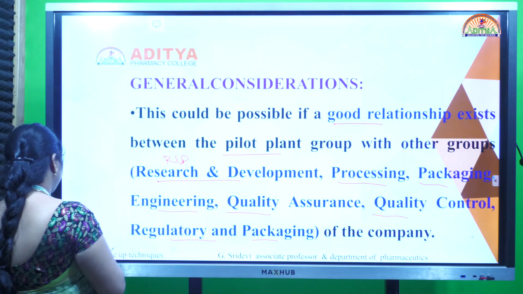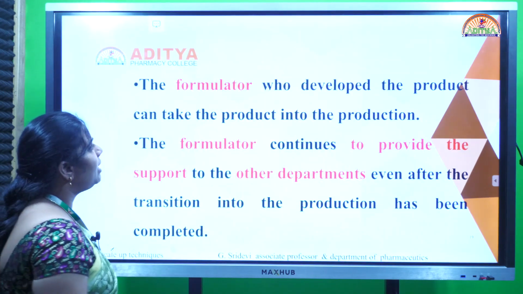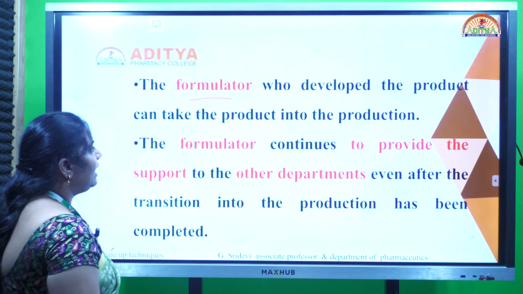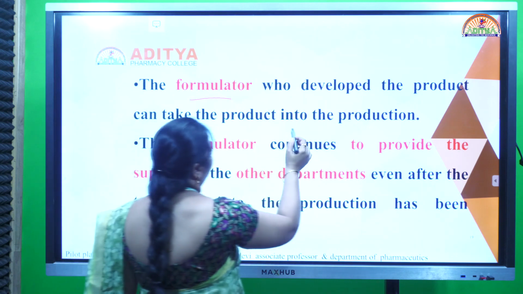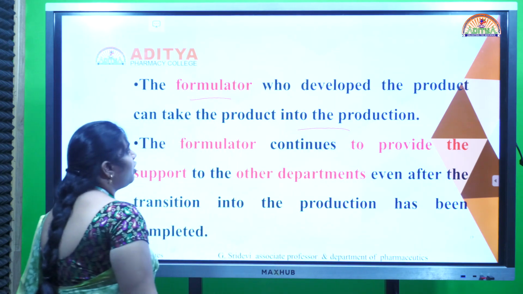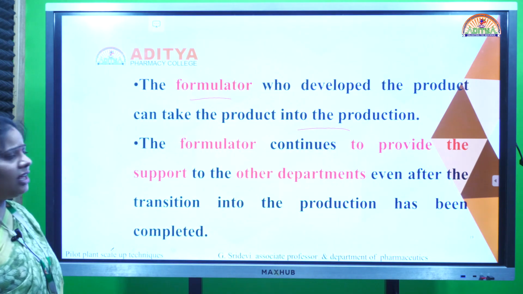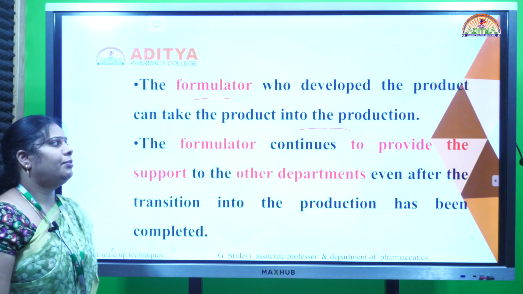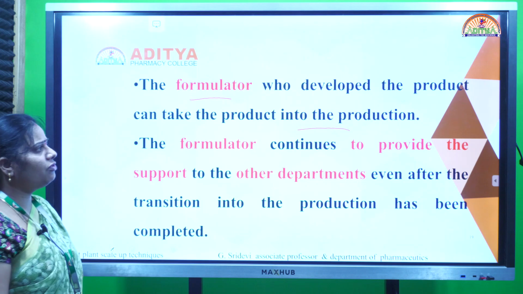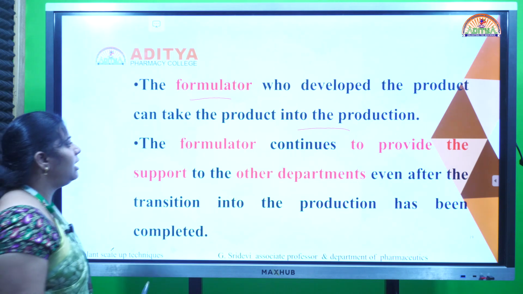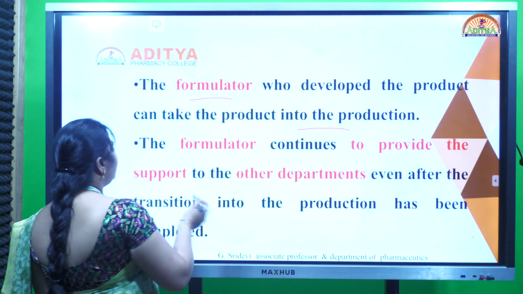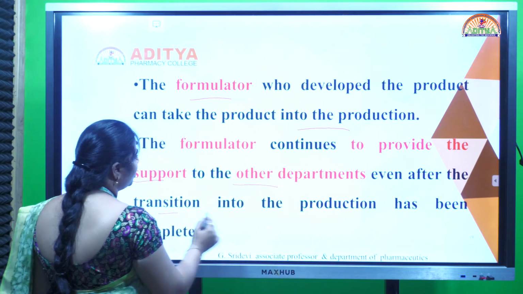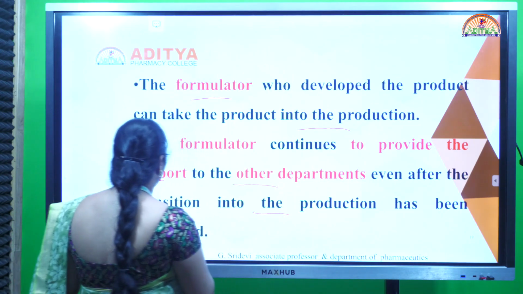So, next continuation. The formulator, meaning the manufacturer who developed the product, can take the product into the production process. Means the formulator who was working in this particular pilot plant can go for production of the scale up activities. For that, the person is responsible. Next one, the formulator is to provide support to other departments even after the transition into production has been completed.